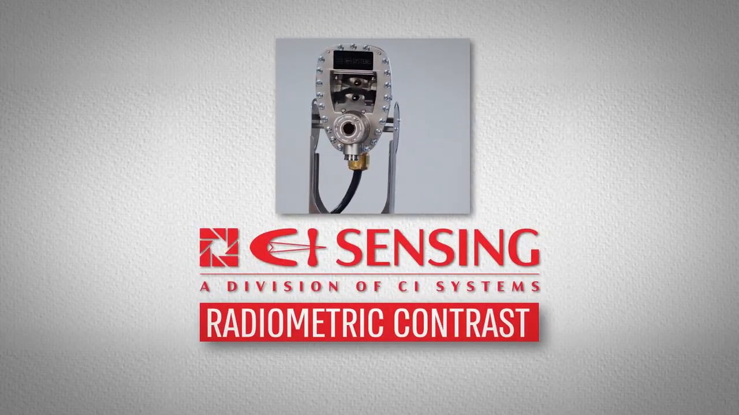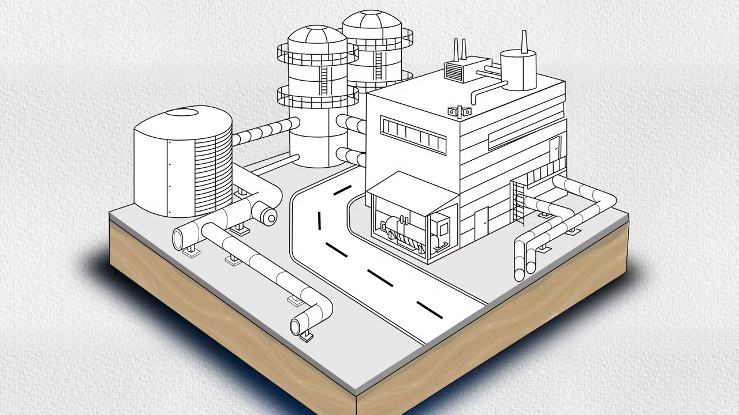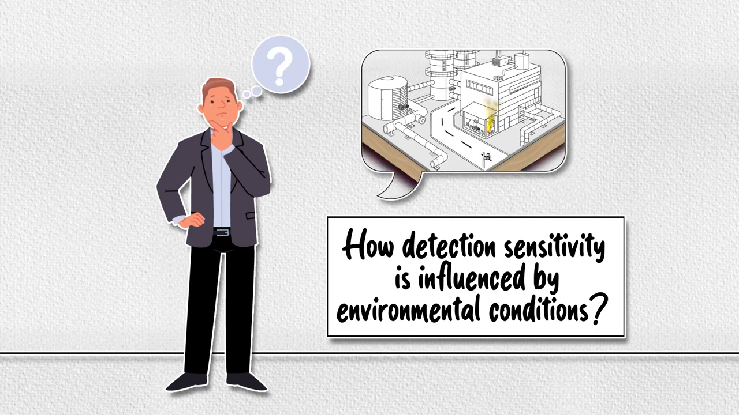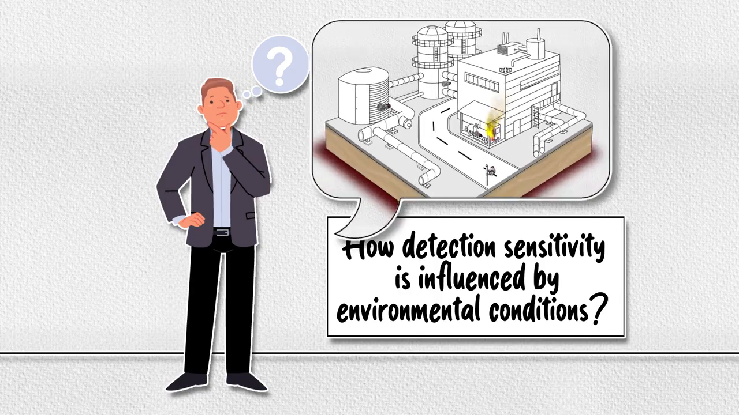Metcam's unique capabilities allow it to accurately detect and localize gas leaks, differentiate between small and dangerous flammable gas clouds, and show where they're headed. In this video, we will explain how detection sensitivity is influenced by environmental conditions.